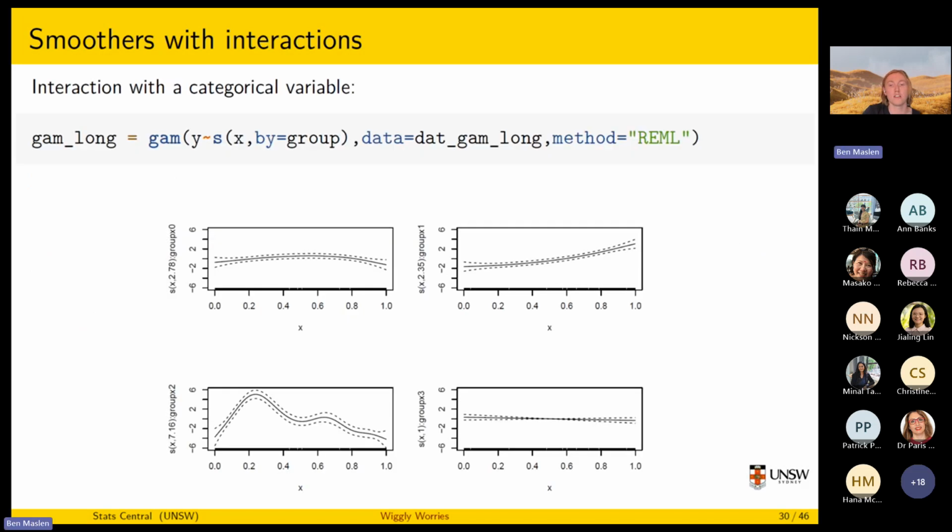Okay, so let's have a look at what this is doing in practice. So we can do an interaction with a categorical variable. We're going to fit a bunch of different wiggly relationships by this group variable, and we get all these different wiggly curves depending on what group you're in. These are the different relationships that you have. You could do something like this for longitudinal or other relationships where you're looking at trends over time, for example, across different groups, and you expect those different groups to have different non-linear relationships.